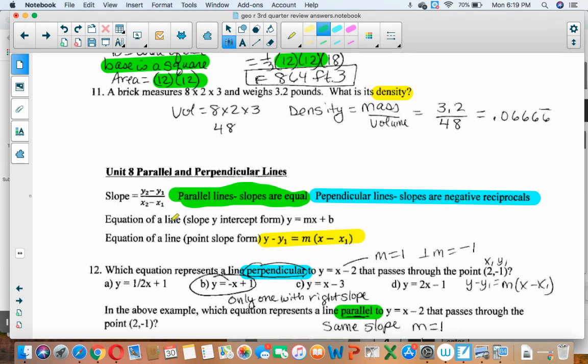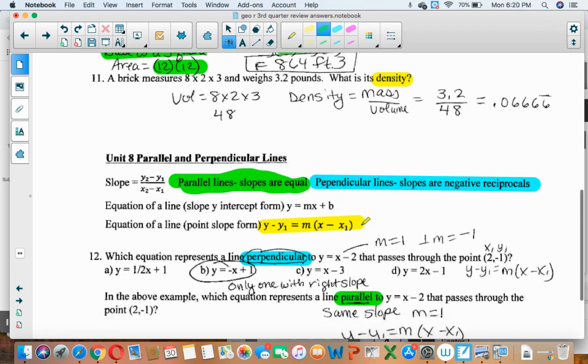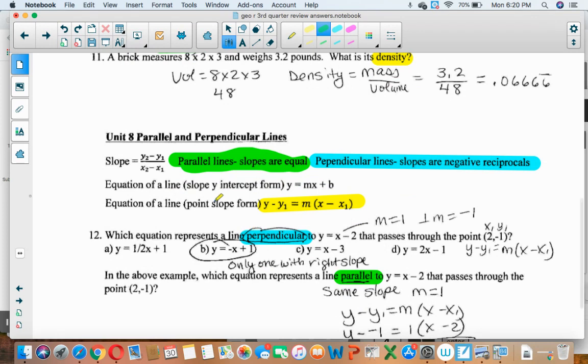The equation of a line that you used to do back in algebra in slope-intercept form is y equals mx plus b. So m is your slope and b is your y-intercept. But what we generally do in geometry is we use our point-slope form. That's y minus y1 equals m parentheses x minus x1. So basically you need a slope, that's your m, and you need 1 point, that's your x1, y1.